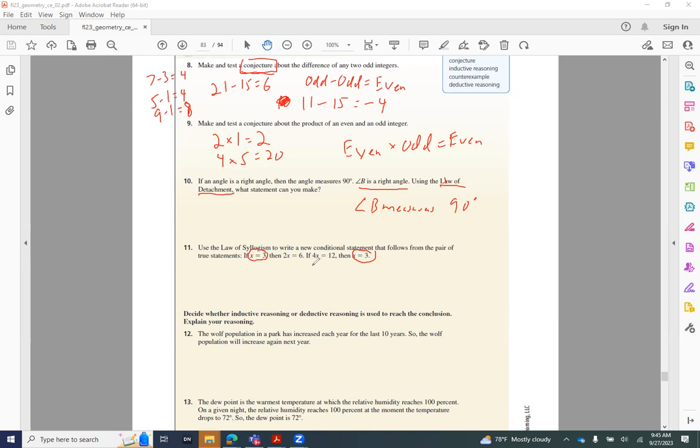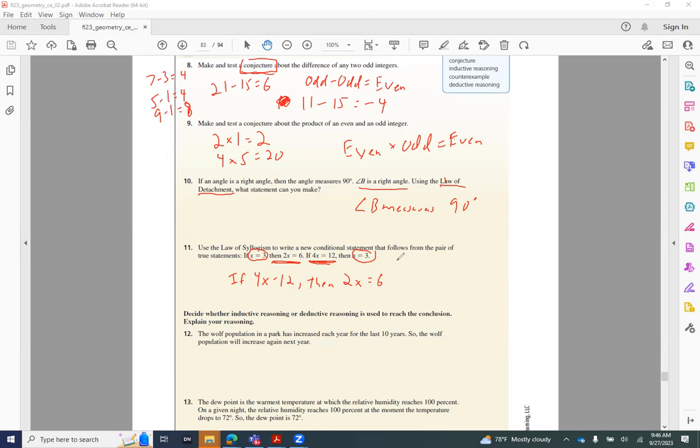I can combine the statements of these other two, because if this was true, then we had the fact that x was equal to 3. And if x is equal to 3, then this was true. So I'm just going to rewrite this as if, I'm going to keep the original hypothesis from the second statement, 4x equals 12. Then the conclusion from the second statement, 2x equals 6. And that's it.